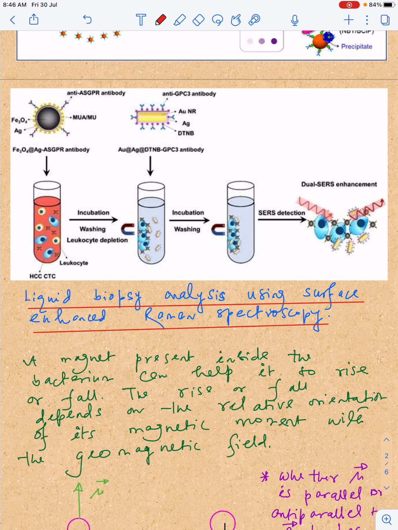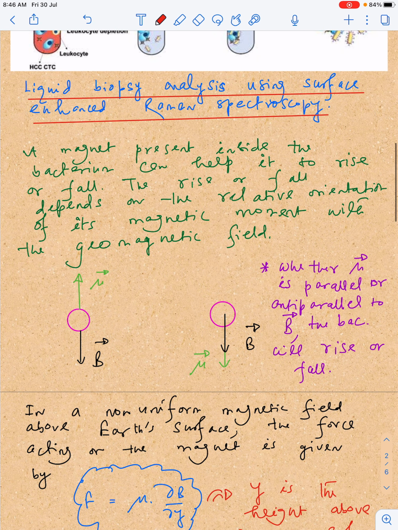Okay, right. So basically what the physics will follow here is that there is a magnet present inside the bacteria which can help them to rise or fall. Now this rise or fall will depend on the relative orientation of that magnet with the geomagnetic field of the earth. Now the orientation of the magnet will be decided by the orientation of the magnetic dipole moment. Either the magnetic dipole moment can be in an anti-parallel direction to the geomagnetic field of the earth, or it can be parallel to the geomagnetic field of the earth. So based on that, they can move up or they can come down.